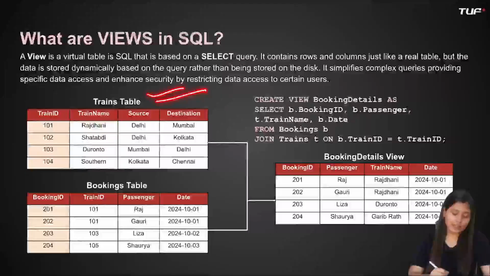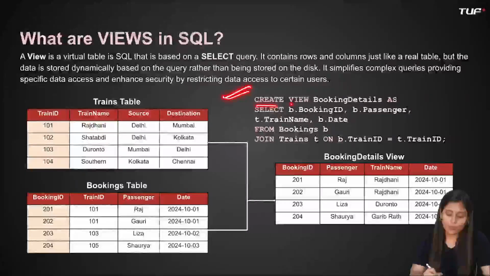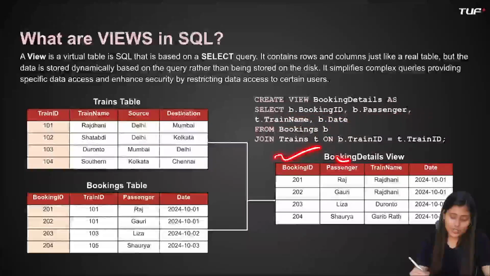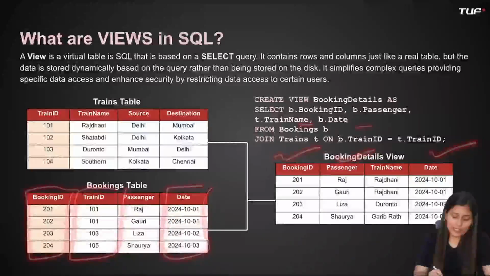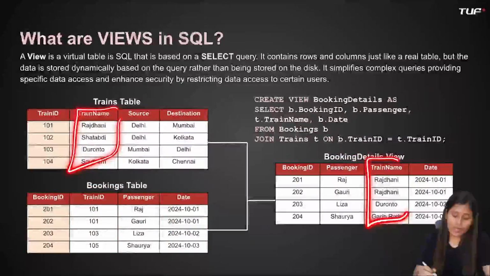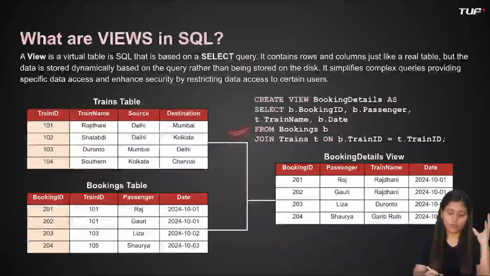So let's see, this is a train table and a booking table, and we want to create a view out of those. We'll write the query for the view: create view booking details, with booking details being the name of the view. Now we select the columns which we want: b.booking_id, b.passenger, t.train_name and b.date. Basically we want booking ID, passenger name and date from the bookings table, that's why we have given b dot. We also want t.train_name. Now from which tables do we want them? From the booking table B and the trains table T.